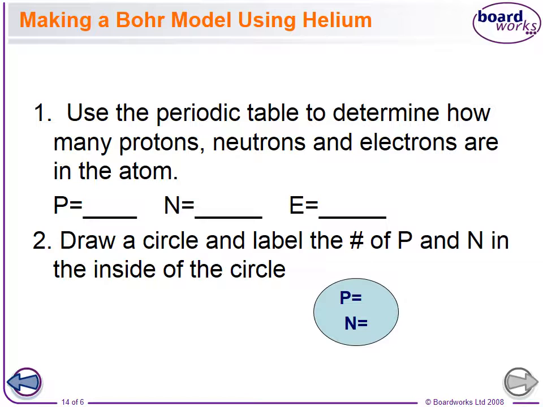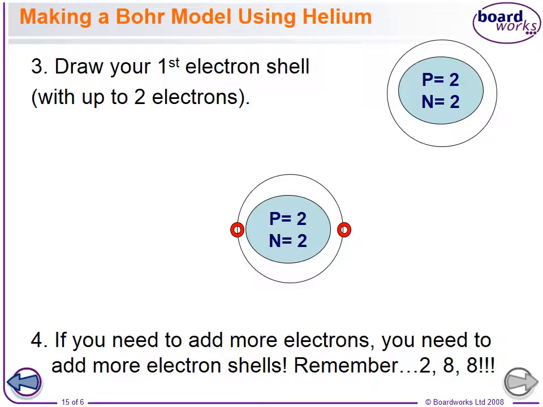So how do you make a Bohr model using helium? You would use the periodic table to determine how many protons, neutrons, and electrons. Then you would draw a circle and label the number of protons and neutrons on the inside of the circle, representing your nucleus. Okay, so helium has 2 protons, 2 neutrons. Then you draw your first shell around the nucleus. It has 2 protons so it has to have 2 electrons. You would plot them in, and if you needed to add more electrons, you would add another shell.